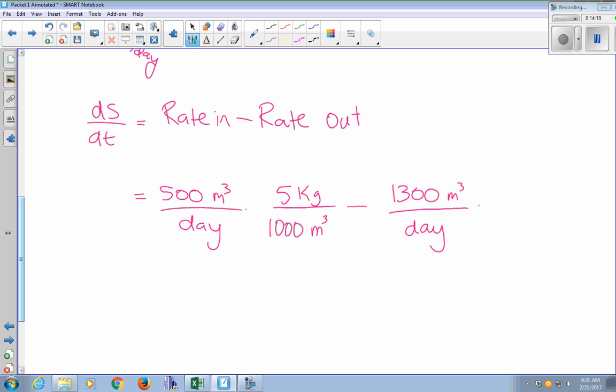And then I have to multiply times the concentration of salt in that water. The concentration is the concentration of the total salt in the pond, which is the amount of salt in the pond divided by the total amount of water in the pond.